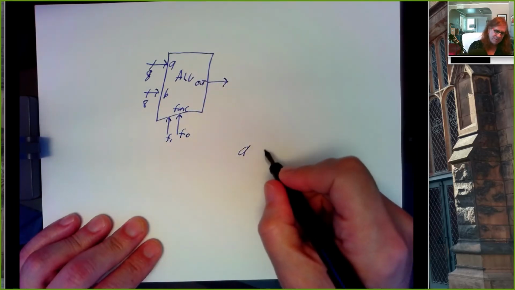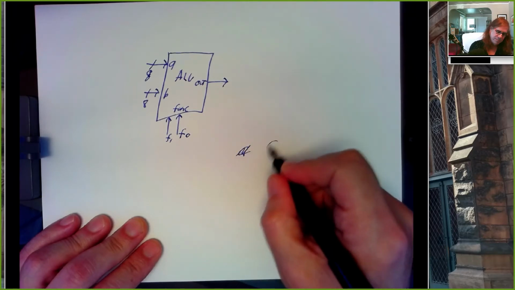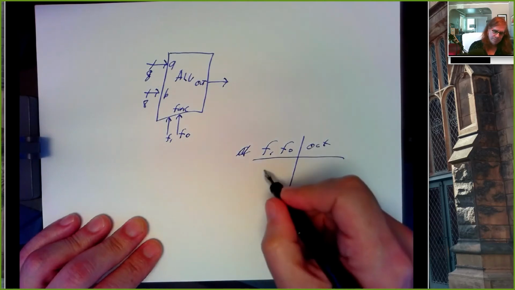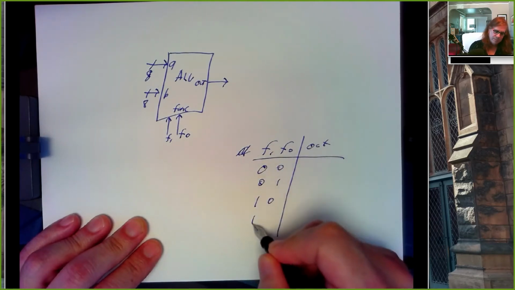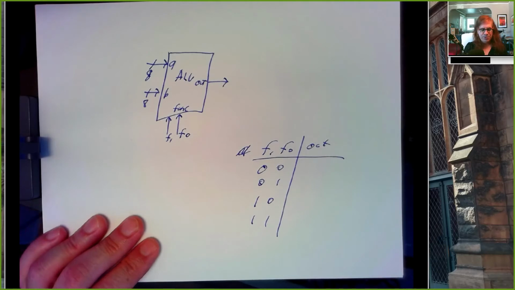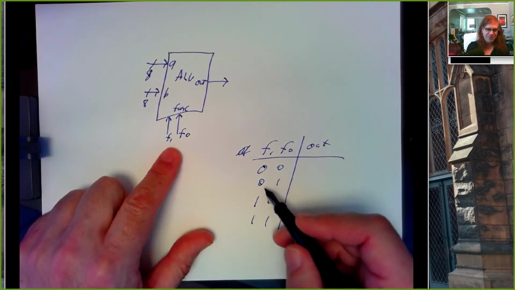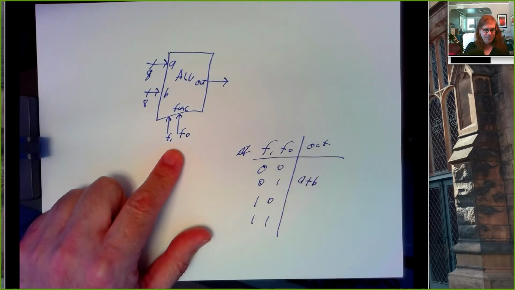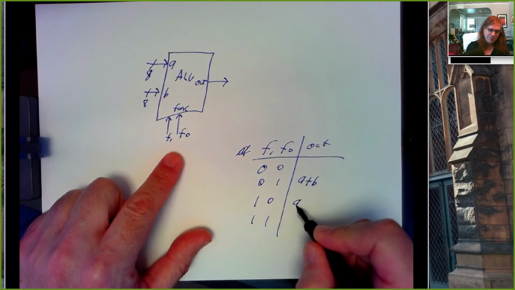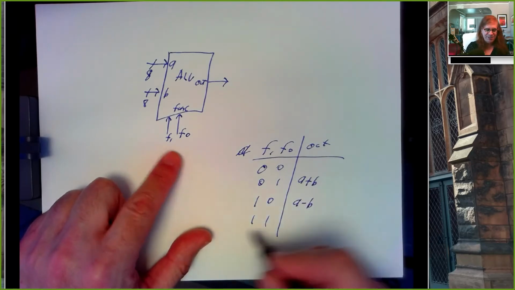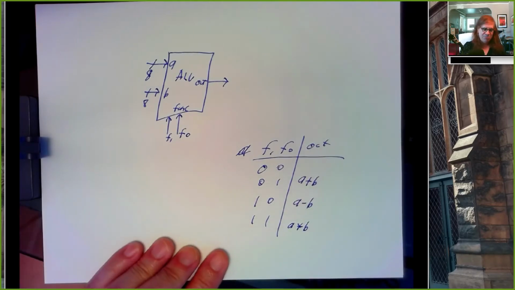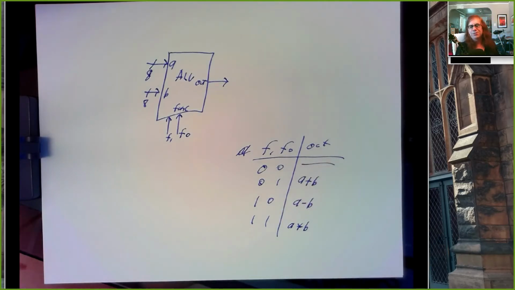And so this might be our truth table. So maybe if I set my inputs for my function to be 0, 1, my output will be A plus B. If I set my function to 1, 0, my output will be A minus B. If I set it to 1, 1, my output will be A times B. And what should I do if there's 0, 0? I don't know. Maybe I'll just say I don't care what the output is.